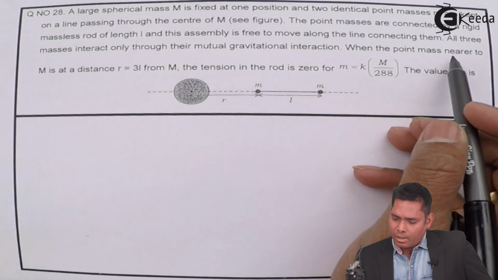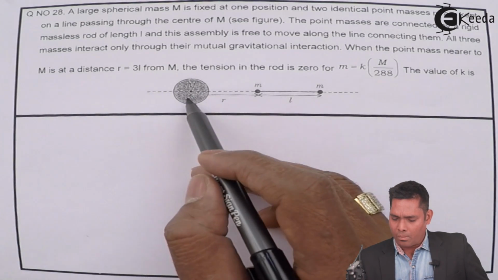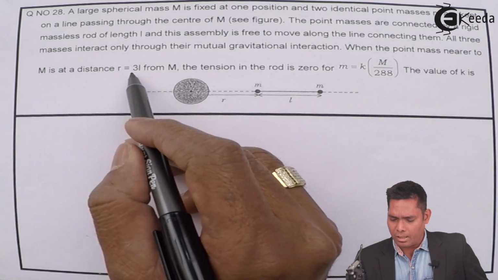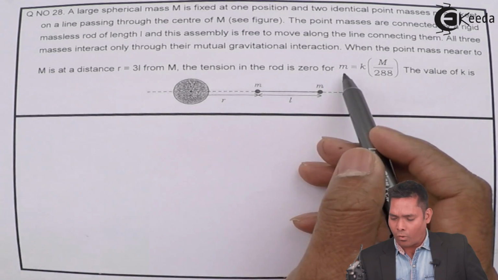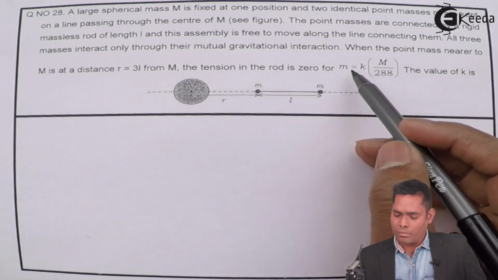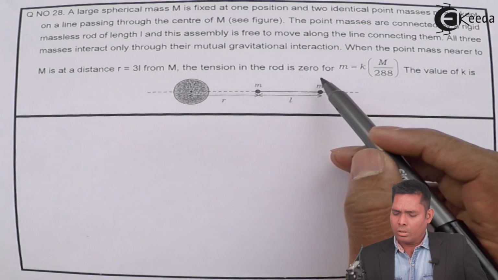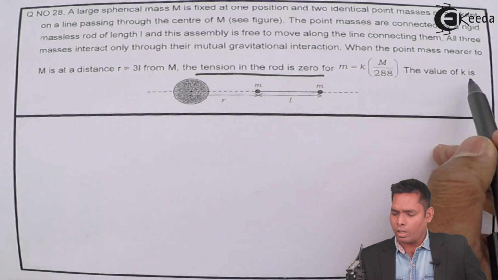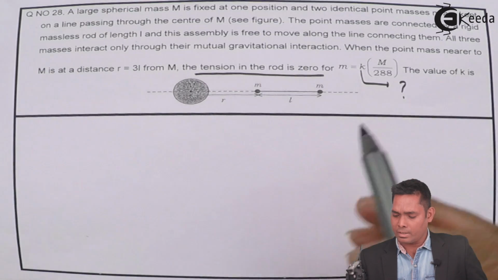When the point mass nearer to M is at a distance r, which is given as 3L from M, the tension in the rod is 0 for m equals to this. So what should be the value of m for which the rod will have 0 tension? Tension in the rod is 0. The value of k is how much? So to find this value of k.